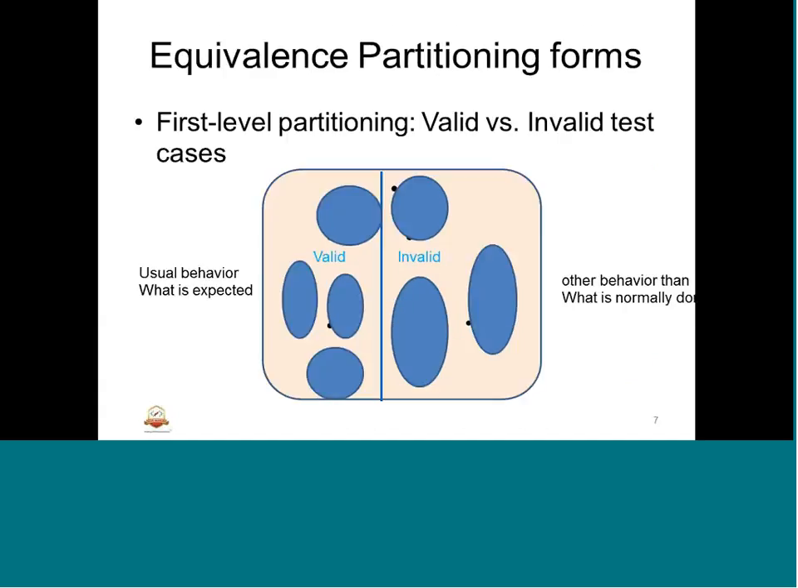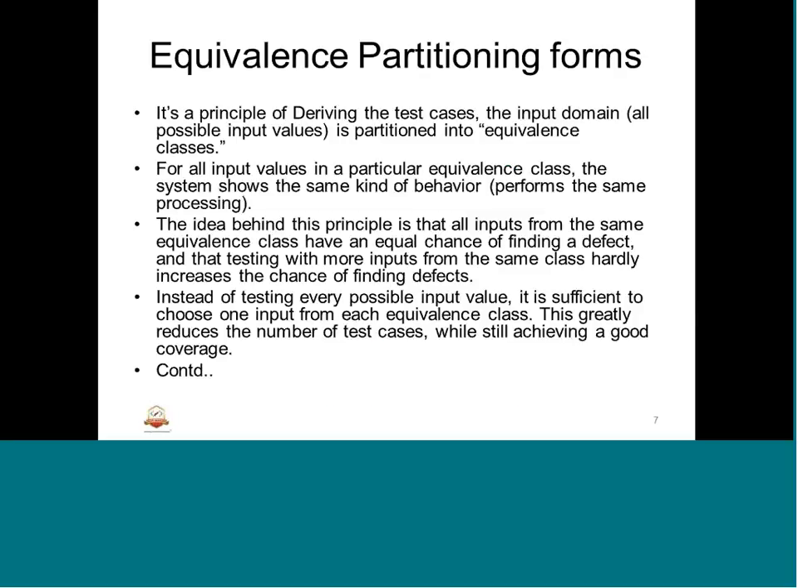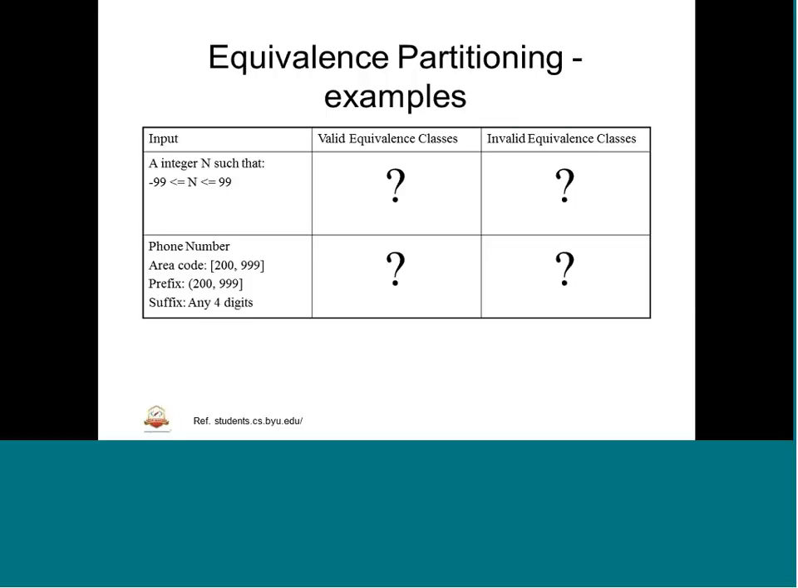Okay, let us take an example, with the help of which we will probably be more clear. This rectangular box identifies 3 columns. The first one is the input. Suppose you take this as an input, that means this is a requirement. Let us say there are 2. An integer n such that n takes values from -99 to +99. So that is the input for a requirement. What are the valid equivalence classes that we can arrive at, and what are the invalid equivalence classes that we can arrive at for this particular input set?